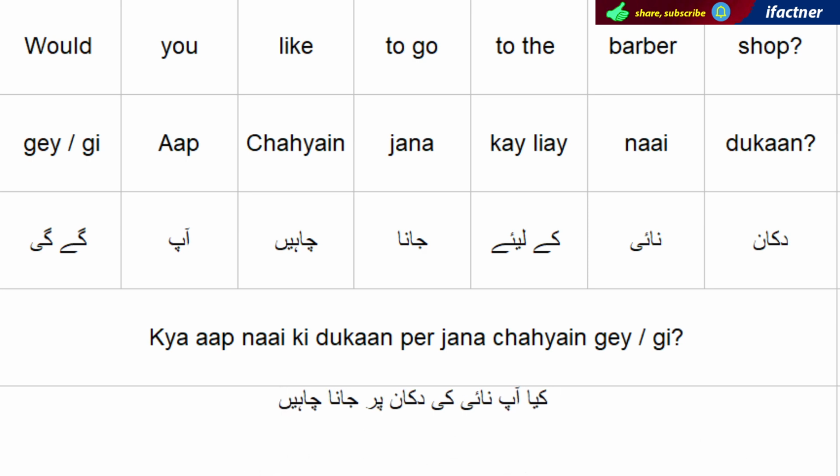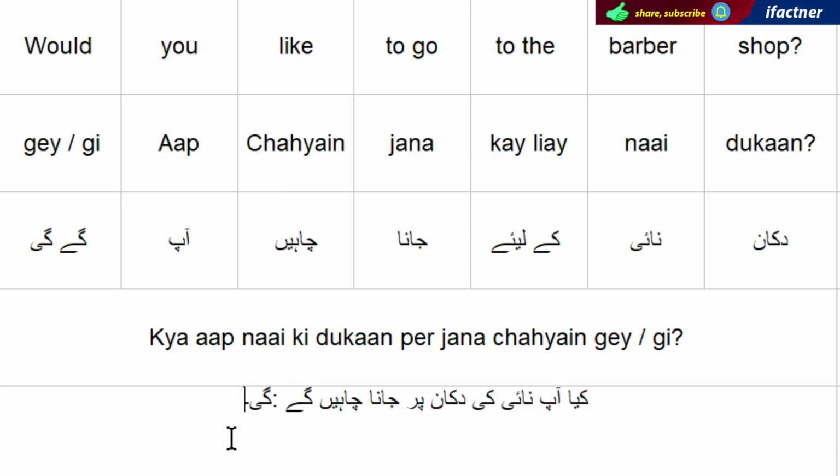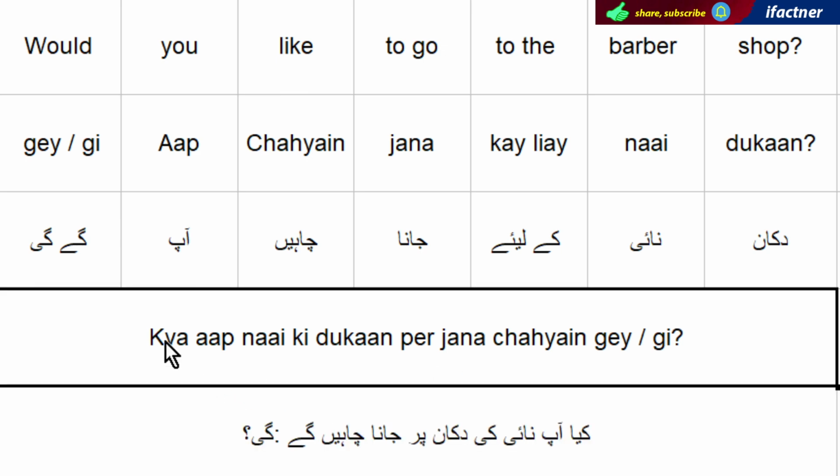Ge will be used for a male person and for female we will use gi. Chahenge for male and chahengi for female and in the end hyphen. Kya aap nai ki dukan par jana chahenge? Would you like to go to the barber shop? And in the end we need to add a question mark because it's a question. And because Urdu is written from right to left, therefore we use the mirrored question mark or inverted question mark.